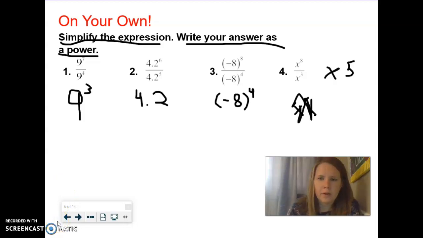All right, welcome back. Your answer for number 1 should be 9 to the 3rd. Number 2, you should have just 4. Number 3, it is -8 to the 4th. Again, I kept it within the parentheses. And your last one, you should have x to the 5th because 8 minus 3 gives you 5. All right, let's keep rolling through.